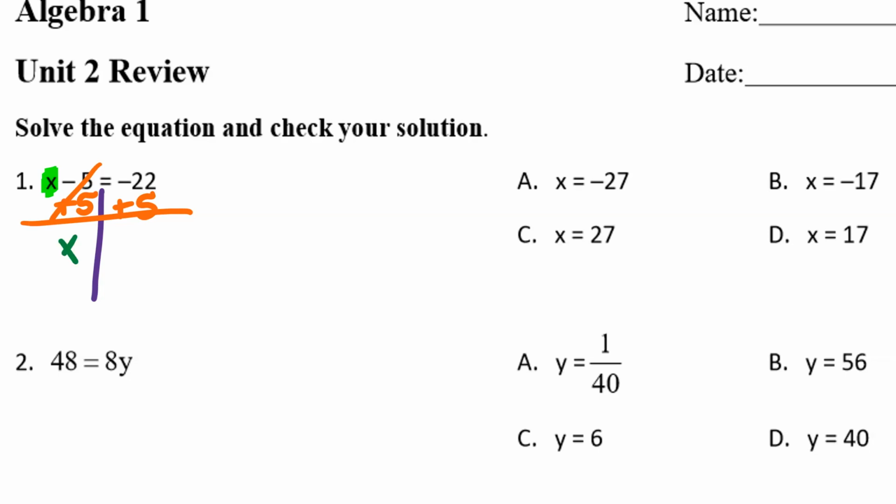And then I'm left with x on the left side equals -22 plus 5. That's something I would put in my calculator, and I would get -17, which looks like it's answer choice B over here. So I would select B. Just like your test, we're going to start with multiple choice and then we're going to go to free response. So I'll kind of go through that as I go.